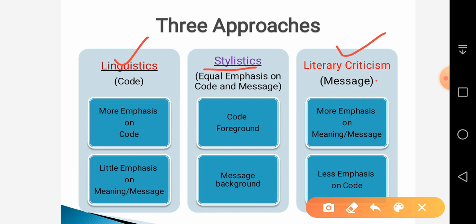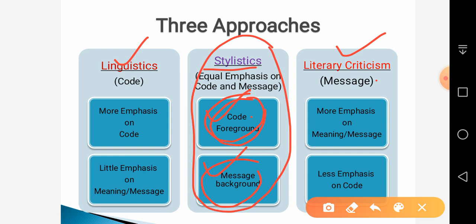And stylisticians seem to present a balanced view, a balanced approach, because to them both are important, code as well as message. So both code, meaning form, and message have importance, and they must be discussed and given equal weight in the analysis of a literary text. But they can be prioritized, like code can be foregrounded and brought into prominence, and it should be discussed first, and later on content may be discussed.